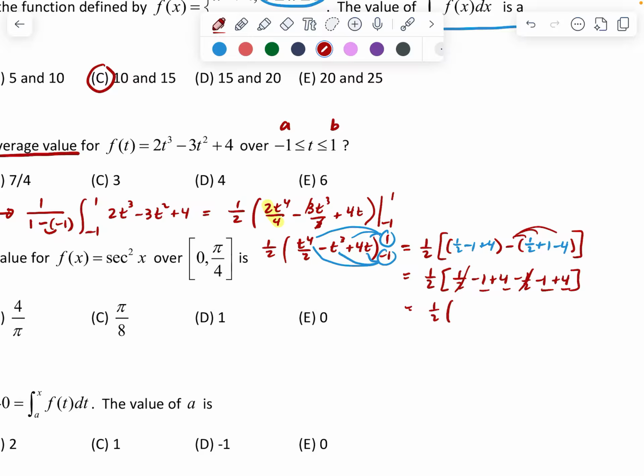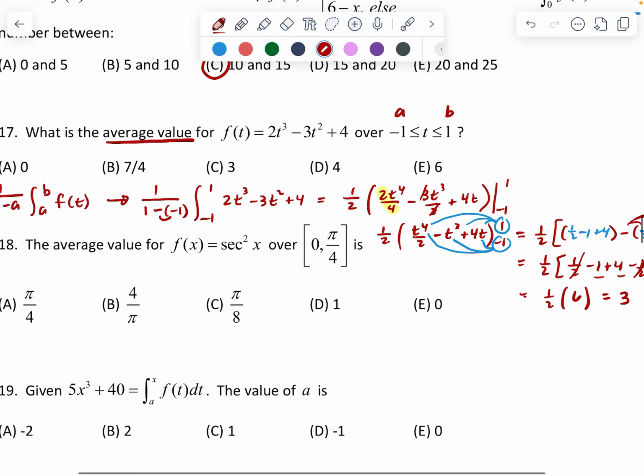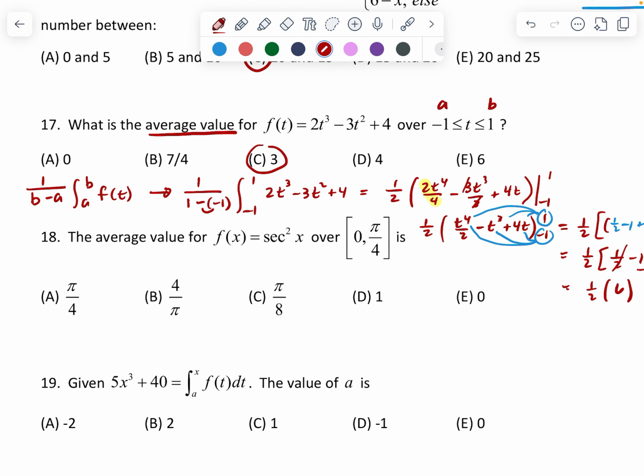Negative 1 plus 4 is another 3. 3 plus 3 is 6. So this is going to be half of 6, which is just 3. So the answer would be C. Kind of an annoying little problem. I don't like that very much.